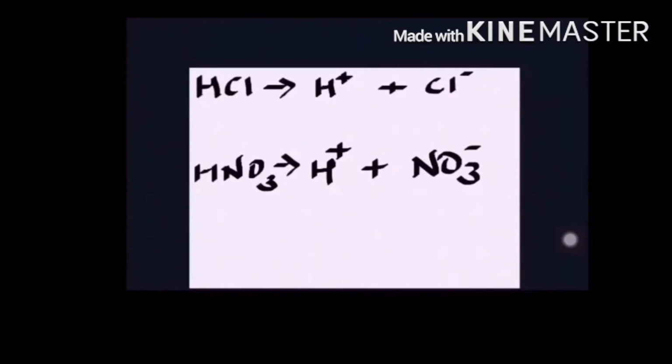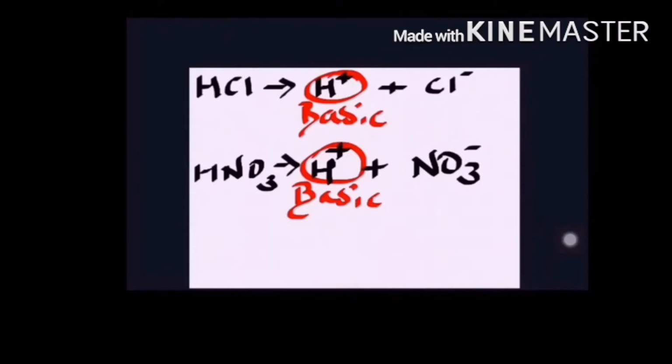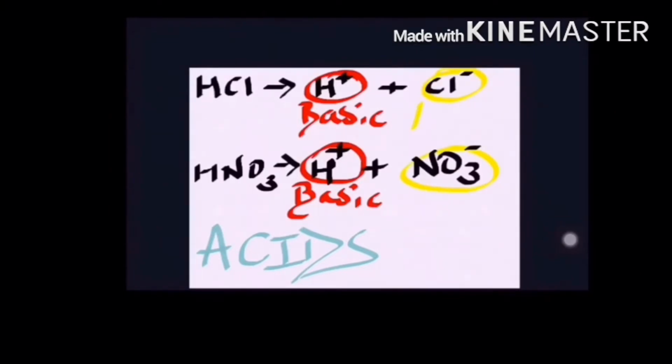Now you see two things common in the reaction, that is H plus in both examples. So these are nothing but the basic radical. H plus is known as the basic radical. So the compounds that have basic radicals in their molecules are called acids. Okay, so in a reaction one is basic, so the remaining one will be acidic. Yes, Cl minus and NO3 minus are the acidic radicals. So acids have a common thing. Let's take two more examples.